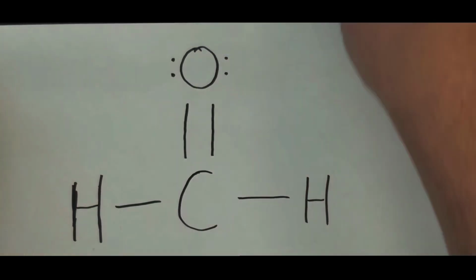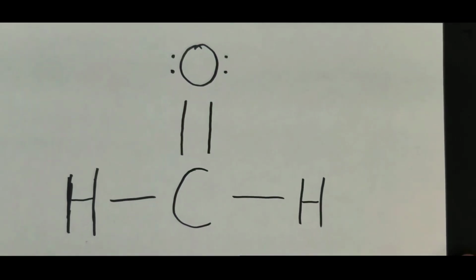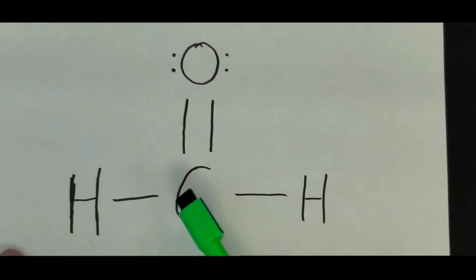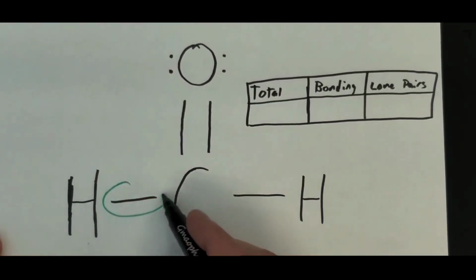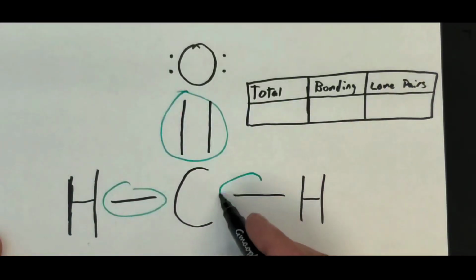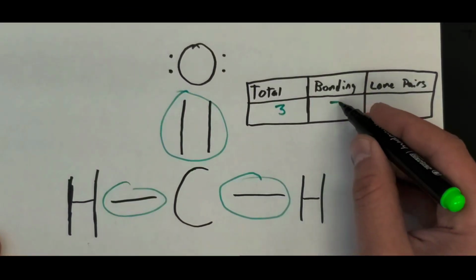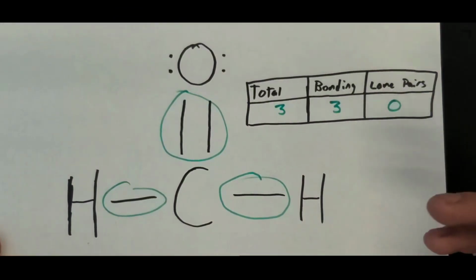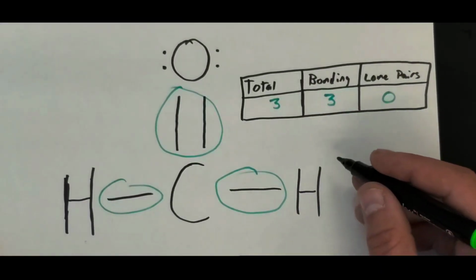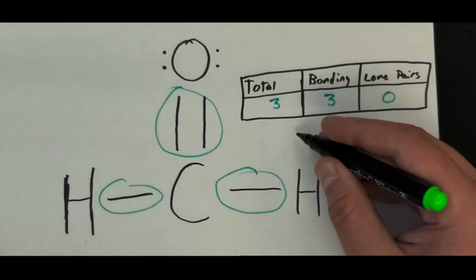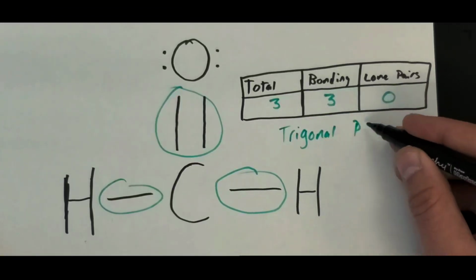So we can also get this same determination by looking at the electron domains around the carbon atom. So let's count those up. We have 1, 2, 3 total domains, and they are all 3 bonding. There are no lone pairs or non-bonding electron pairs. When you look that up on your table, you'll find that that fits the trigonal planar geometry.